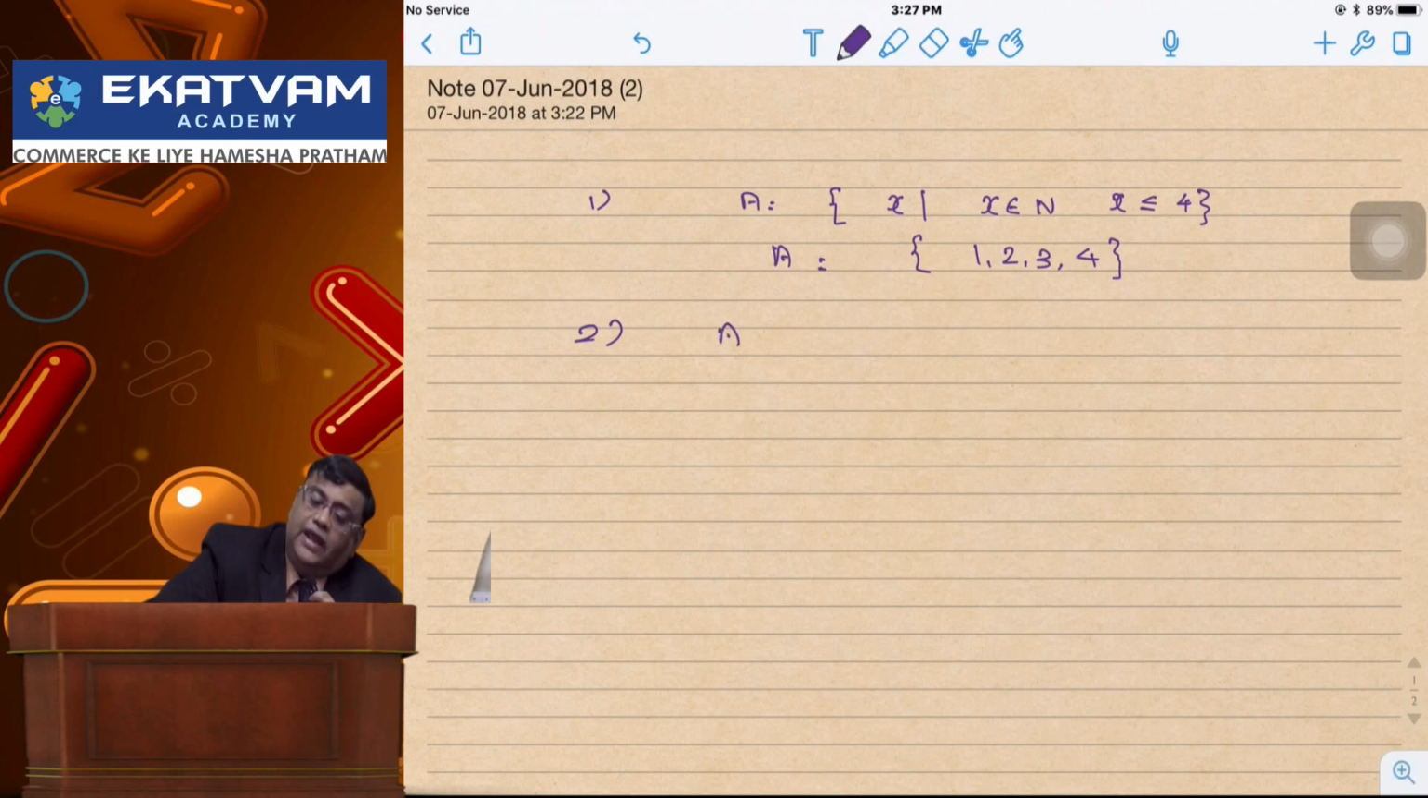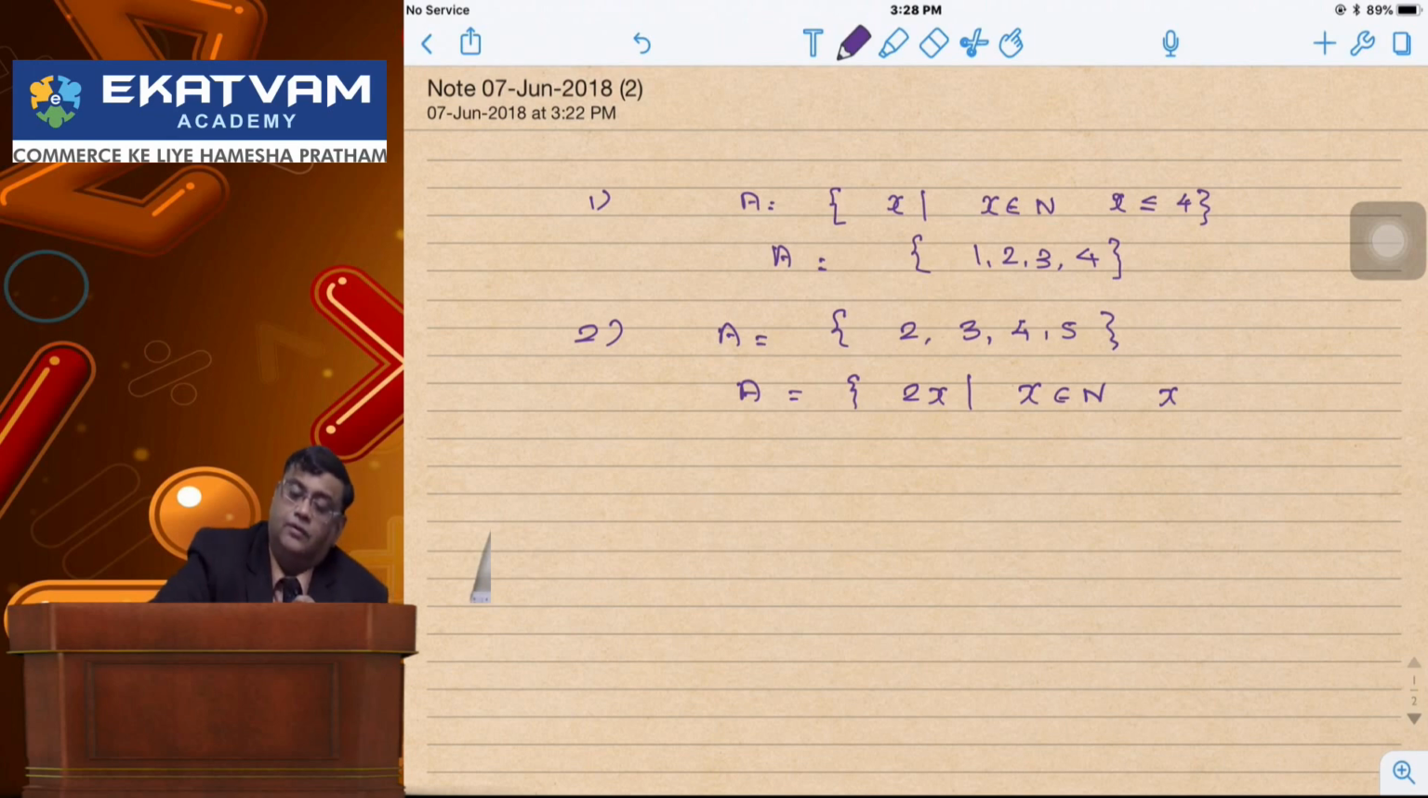Whereas I can tell that this A is equal to 2, 3, 4, 5, and then they can ask you to write it using the set builder form, that is the formula. Now when they ask for the formula, don't go from list to formula but go from formula to list. So I can say that this is equal to 2x such that x belongs to naturals. Well, it is nothing but 2x.